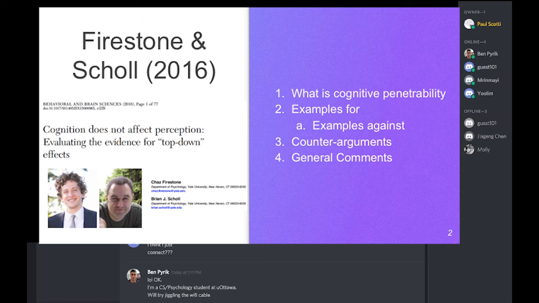So we'll first talk about what cognitive penetrability means. Examples for cognition influencing perception, examples against, the counter arguments, the back and forth that the article has, general comments by me, as well as some general comments throughout.